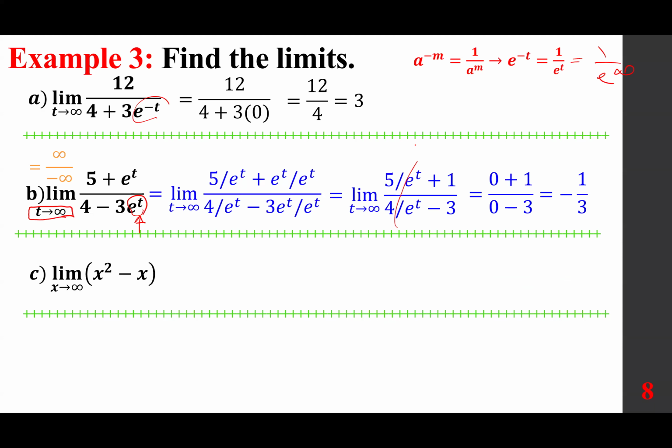Now, the limit of x squared minus x as x approaches infinity: you plug in, you get infinity minus infinity, and the technique is factoring. When you factor, you get the limit of x times x minus 1 as x approaches infinity, which is infinity times infinity minus 1, and the result is still infinity. Okay?